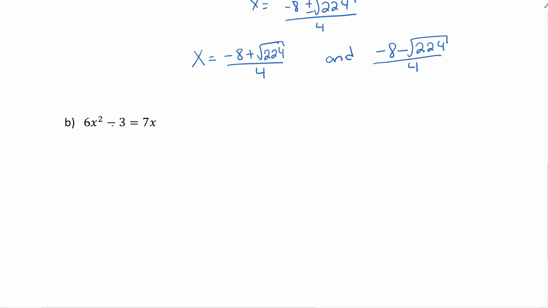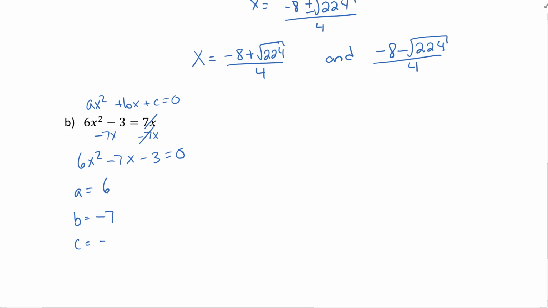I'm looking at this and I see a problem. I want ax squared plus bx plus c equals 0, and this isn't in that format, so I'm going to have to move this 7x, create a 0 pair to get rid of it. Do the same thing to this side. So I've got 6x squared minus 7x, subtract 3 is equal to 0. Now I can identify my a, b, and c, and we can keep going from there. A is 6, b is negative 7, c is negative 3.